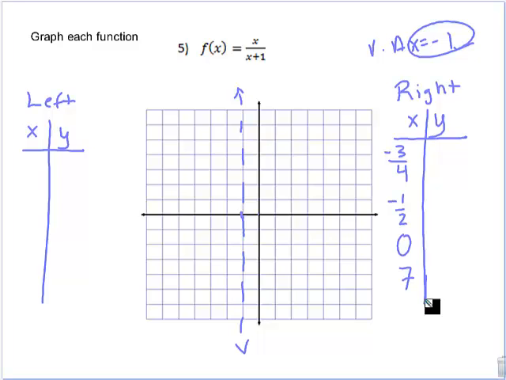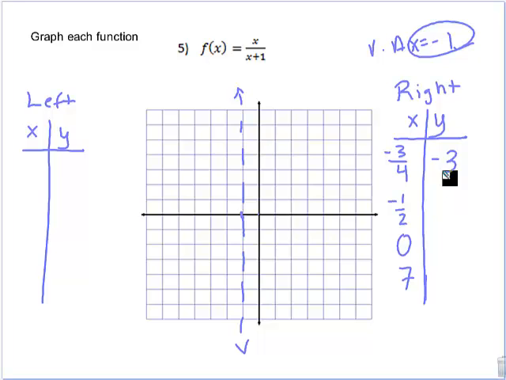Plug negative 3/4 into your function x over x plus 1 and figure out what you get for your y value. Negative 3 is correct. Now, a lot of you got 2, so let's talk about why you got 2.